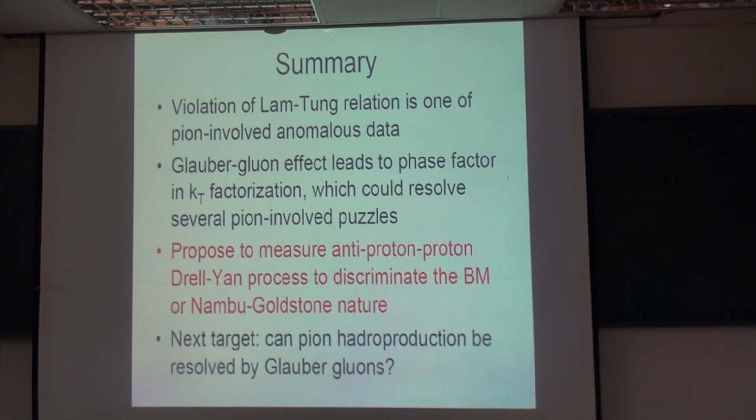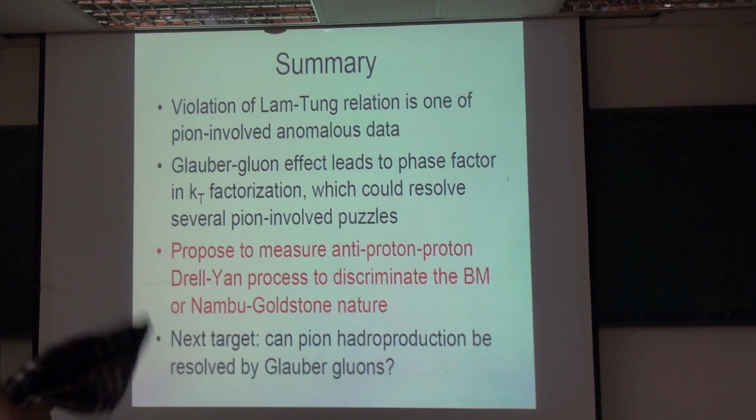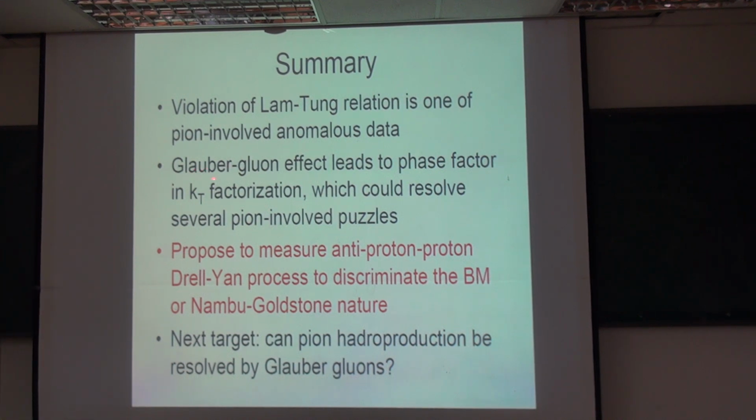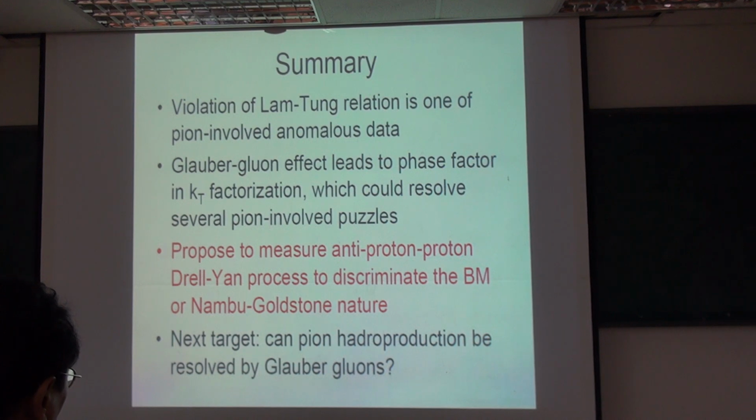Okay, so this is the summary. The violation of the Lam-Tung relation is one of the pion-involved anomalous data. There are many pion-involved anomalies. The Glauber gluon effect leads to the phase factor in the factorization, which could resolve several pion-involved puzzles. So we have resolved BDK, DDK, and also the pion-involved Drell-Yan. And we propose to measure proton-antiproton Drell-Yan to discriminate the Boer-Mulders or non-perturbative strong nature.